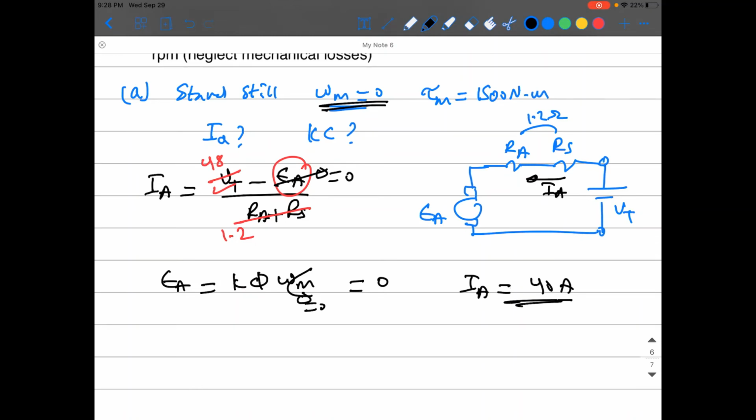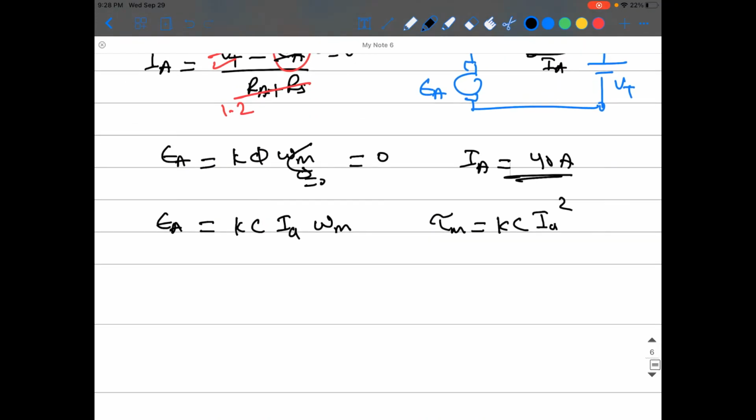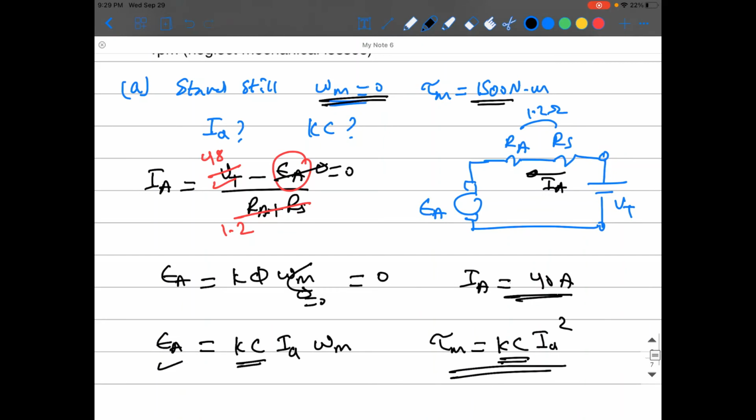The other thing you're going to find is Kc. If you remember, in the series connected machine, we found phi to be a constant C multiplied by the armature current Ia, and that is multiplied by omega m, that is Ea. And in the torque equation, it's Kc times Ia squared. Go back to your derivations. So how to find Kc? We cannot use the Ea equation because Ea equals 0. So we will use the torque equation because he's giving you the torque to be 1500.